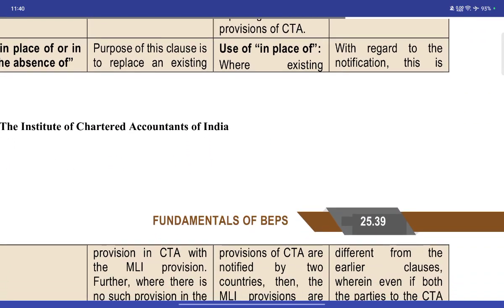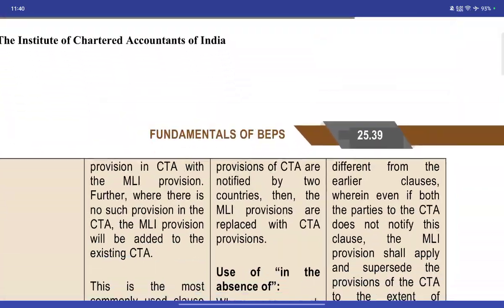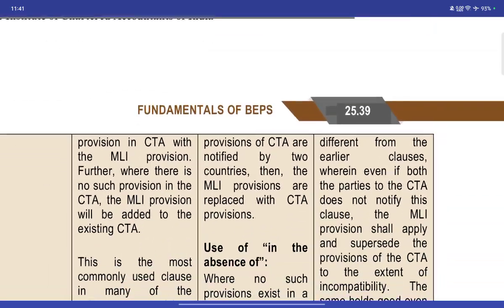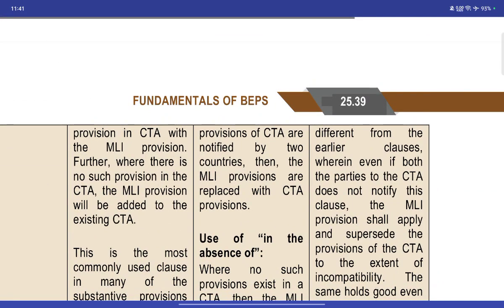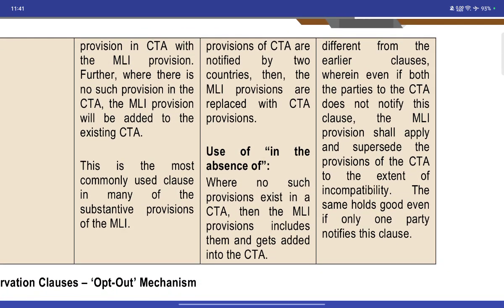Regarding notification, this is different from the earlier clauses, where even if both the parties to the CTA do not notify the clause, the MLA provision shall apply and supersede the provision of the CTA to the extent of compatibility, and the same holds good even if only one party notifies the clause.